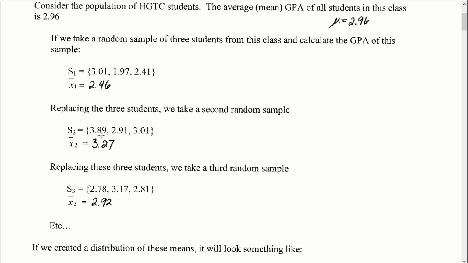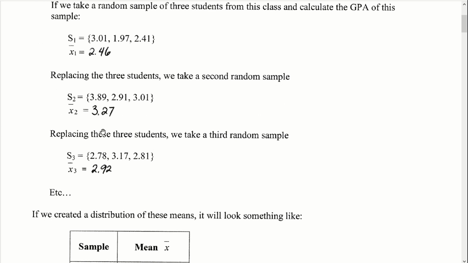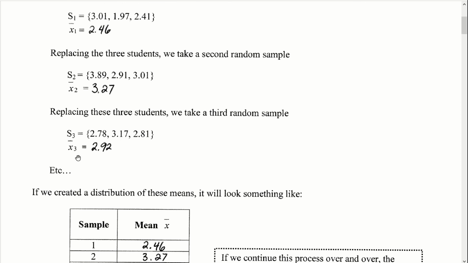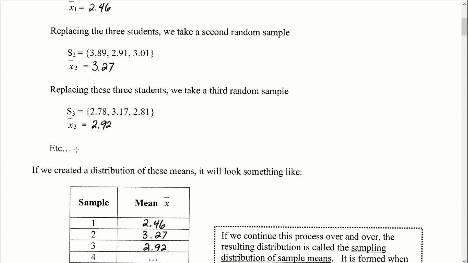Let's now go ahead and take a different sample of size 3. Let's call this S2. Suppose these 3 students had a GPA of 3.89, 2.91, 3.01, etc. You would again add them all up, divide by 3, and we would find that that sample mean, x bar 2, would be equal to 3.27. We can continue to do this over and over again, and we'll repeat this procedure until we find the sample means for all of the different possible subsets of size 3.